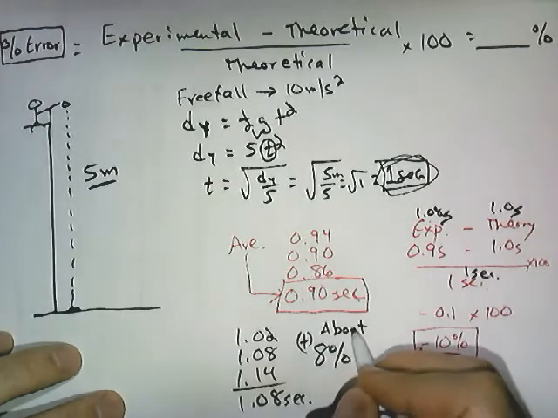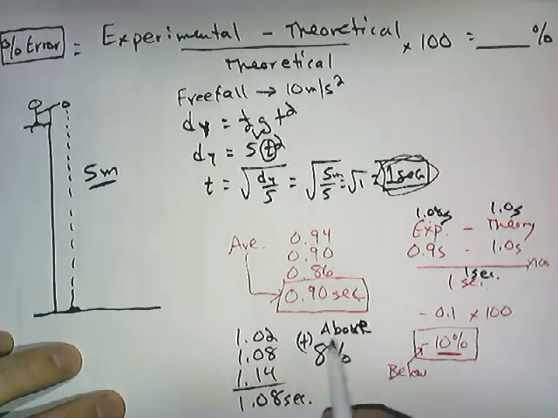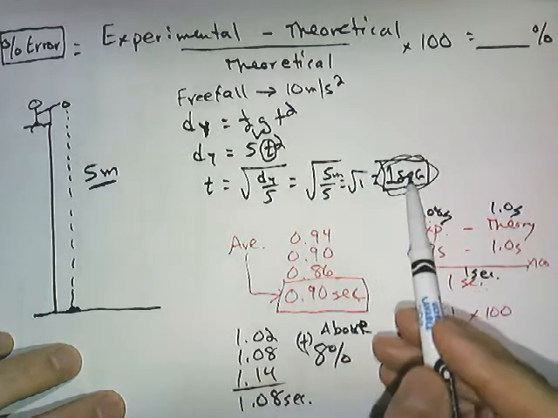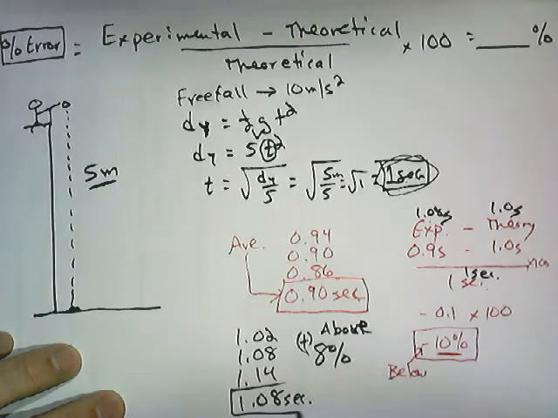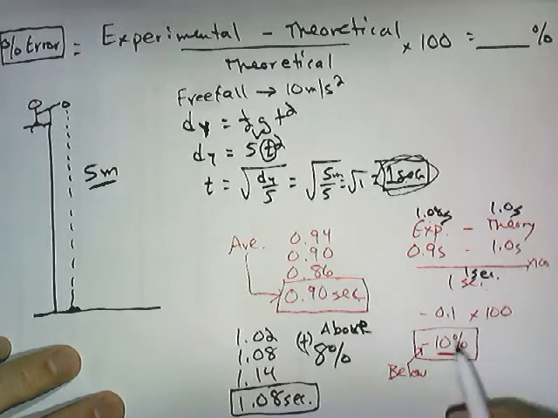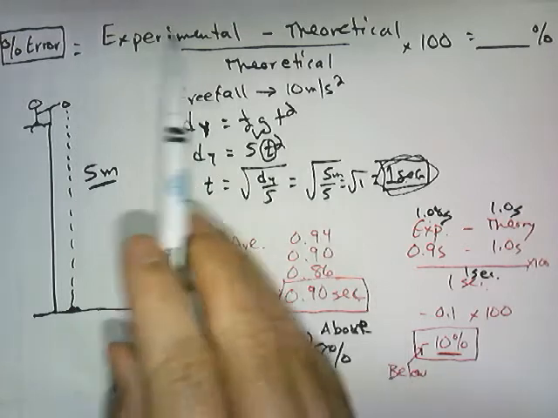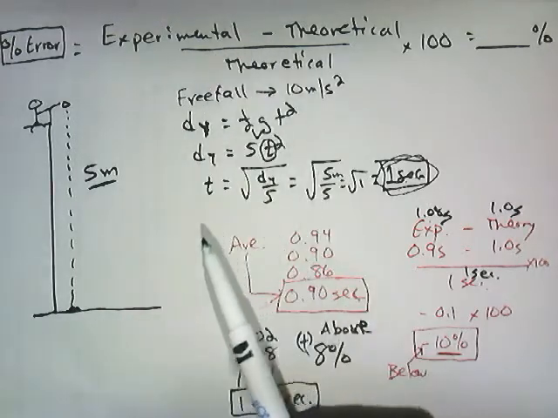Oops, that's supposed to be above. We were 8% above the theoretical value. The theoretical value was 1 second. So with this 8%, our value of time was over the actual theoretical value. In the other case here, we were below by 10%. So I just want you to realize that the numbers we calculate in class, we can actually use to determine our percent error.